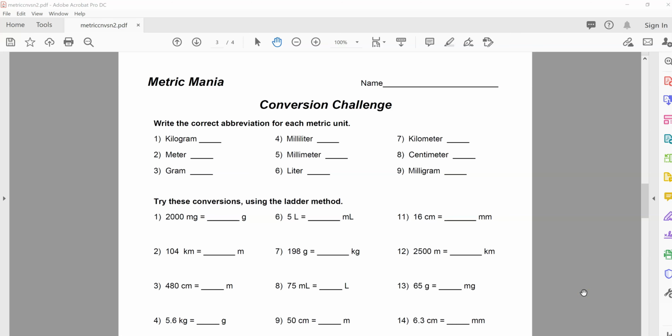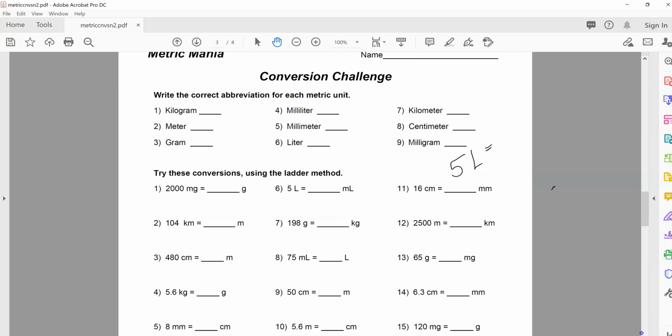So we are going to cover the answers for the Metric Mania conversion sheet. We're going to start off with number 1. 2,000 milligrams equals how many grams? So 2,000 milligrams going to grams. We're going to the left, so we're going to move the decimal places to the left. 1, 2, 3. 2,000 milligrams equals 2 grams.